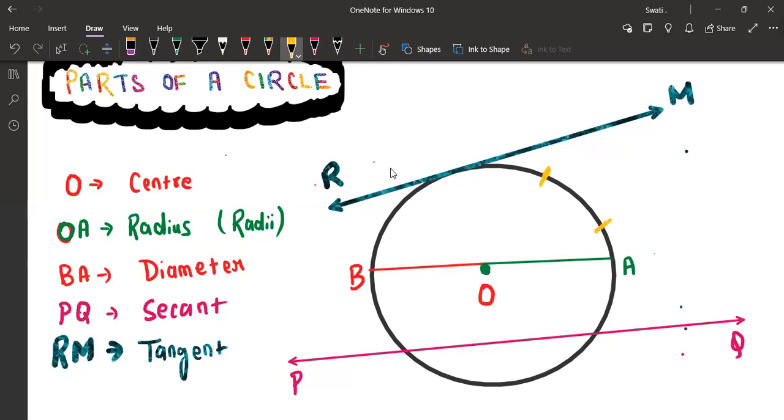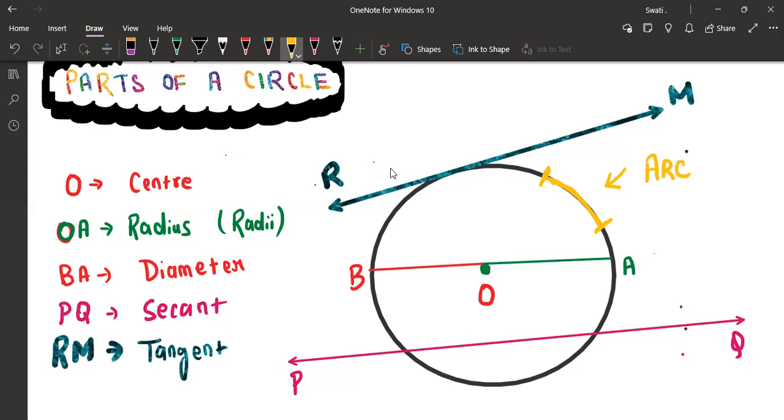Now, if I just take a part of the circumference, for example, suppose from here to here, that means I'm talking about this part, right? This part. What is this? This is a part of a circumference, right? This part of a circumference is called arc. Okay, this is called arc.